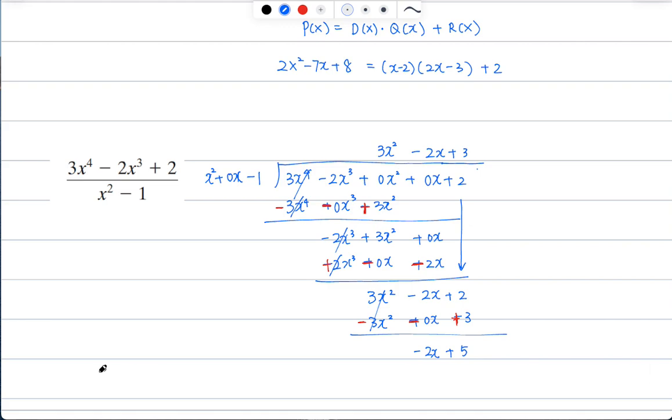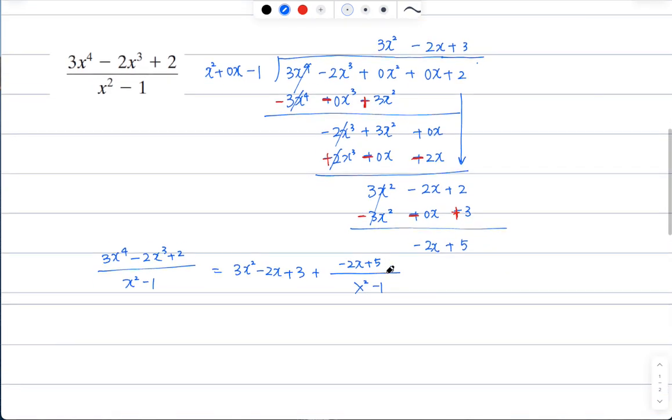So this result: 3x fourth power minus 2x cubed plus 2 over x squared minus 1. The quotient is 3x squared minus 2x plus 3, plus our remainder negative 2x plus 5 over x squared minus 1.